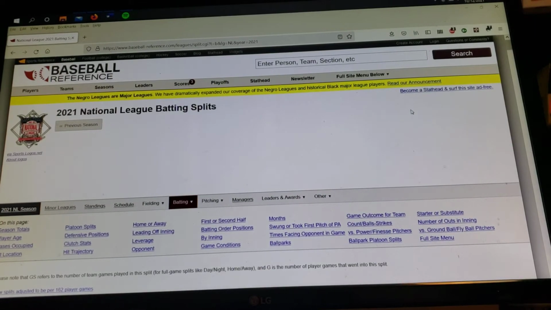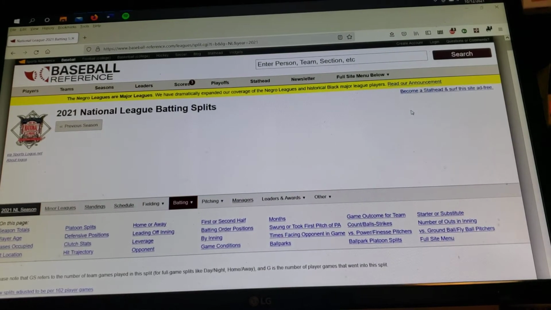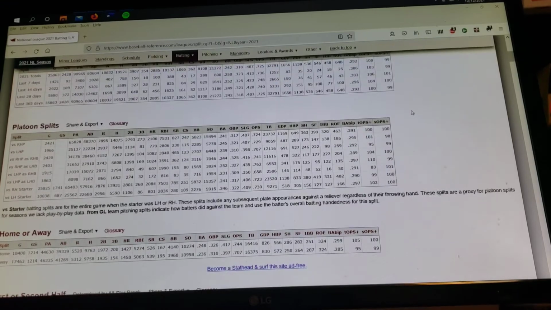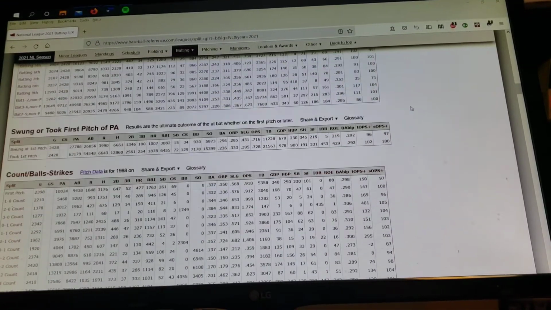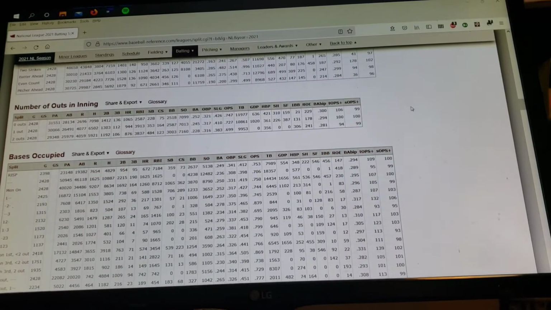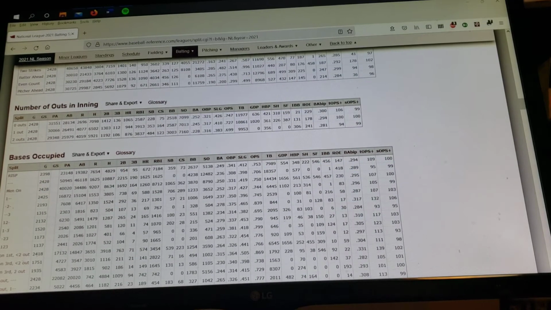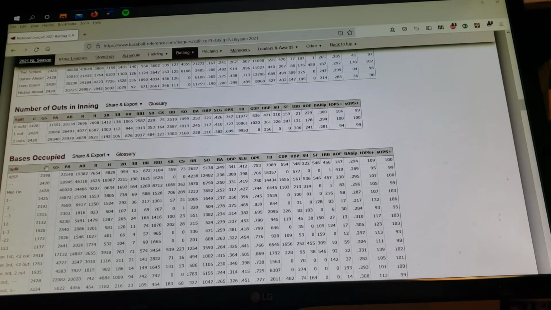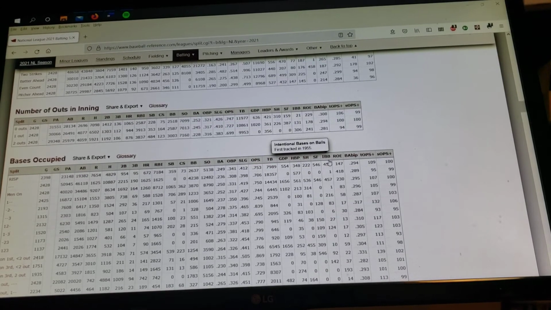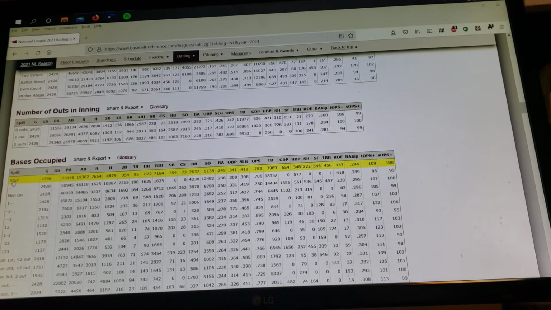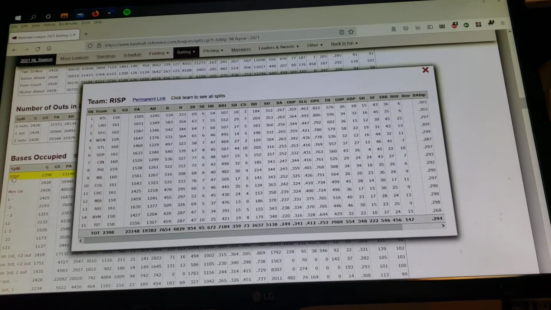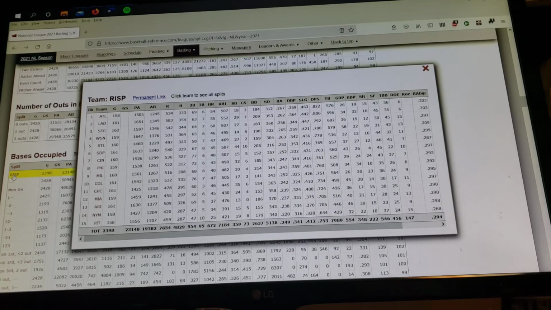Once you get to the right page, and I showed you how to get to the batting splits, we're just going to scroll down until we get to runners in scoring position. And there it is. It's under bases occupied, and it's the first thing. Now, all of these numbers that we're seeing are National League numbers. But if we click on runners in scoring position, we're going to see each of the individual teams.